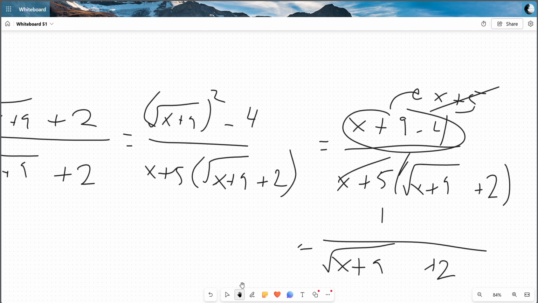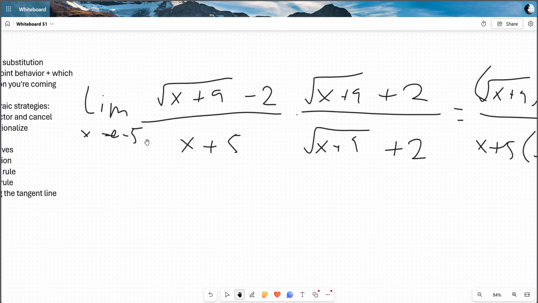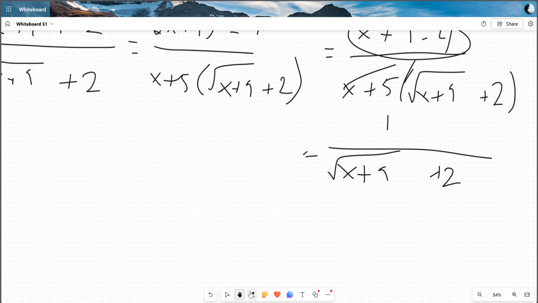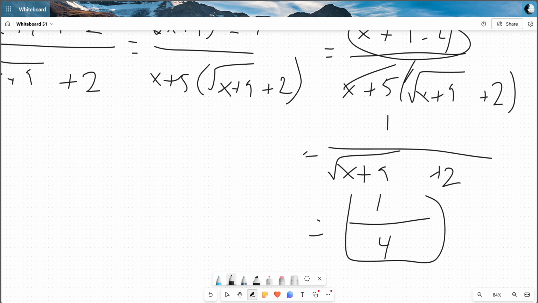Now that we've gotten rid of our x plus 5 on the bottom, because that was what was creating the indeterminate form, we can just plug in x equals negative 5 here. So let's do that. We get 1 over the square root of negative 5 plus 9, which is 4. So then we're left with 2 plus 2, which is 1 over 4. And that's going to be our answer for this one.